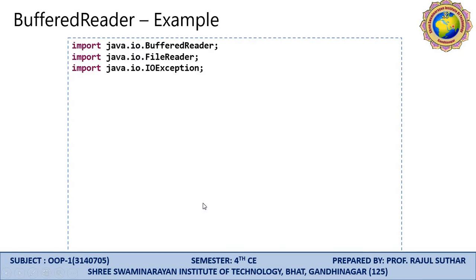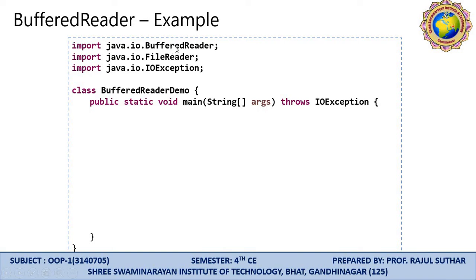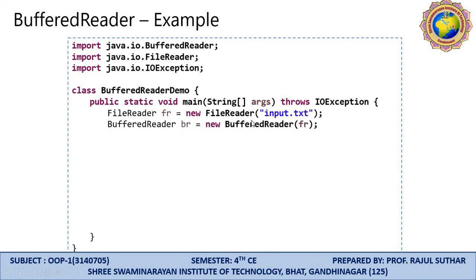This is the example for BufferedReader. Import java.io.BufferedReader, java.io.FileReader, java.io.IOException. BufferedReaderDemo is the class name. We are working with the FileReader: fr = new FileReader("input.txt"). BufferedReader br = new BufferedReader(fr). char[] c = new char[20]. The length of the character array is 20.